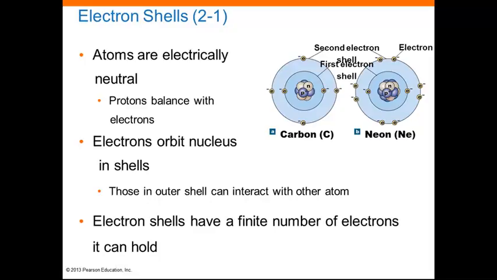So in a carbon atom, which has 6 protons and 6 electrons, the first shell is full, but the second shell contains only 4 electrons, and it wants 8. Okay? And in a neon atom, the other one pictured here, which has 10 protons and 10 electrons, both the first shell and the second electron shell are filled. And so neon is much less reactive. Whereas carbon can form 4 other bonds with other elements.